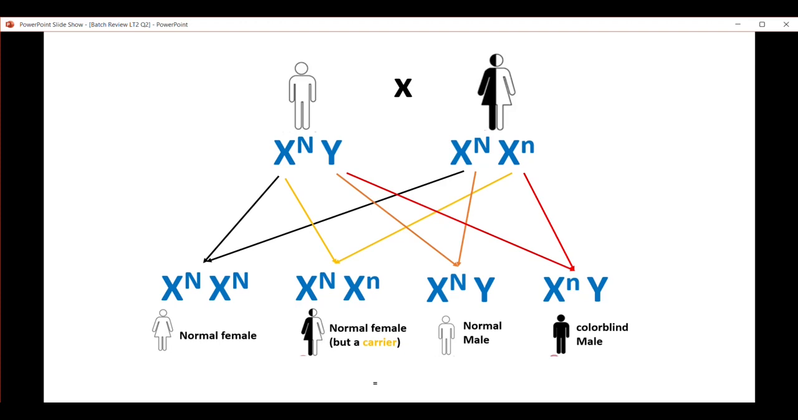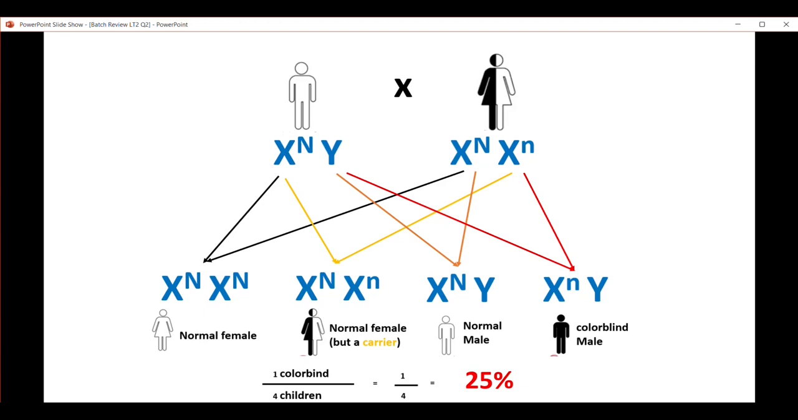So counting the number of normal and colorblind children, you will have one colorblind child out of four children, which would be 25%. However, if the question is how many of the females would be carriers, that will be 100%, because both of them would be normal. And if the question is what percent chance the couple will have a colorblind son, then the answer would be one out of two males being colorblind, and that would be 50%. So depending on the question, you have to really analyze.